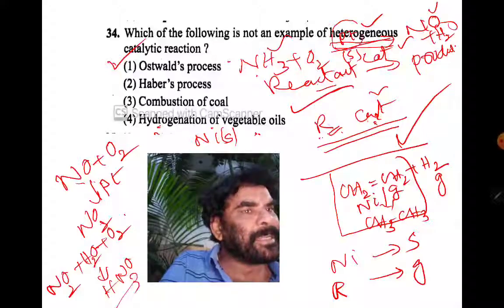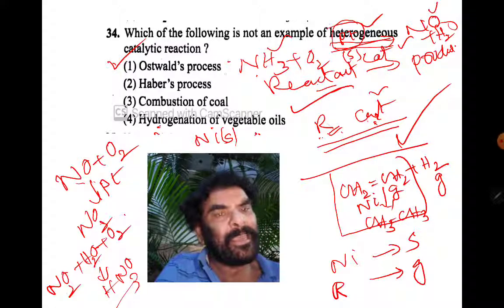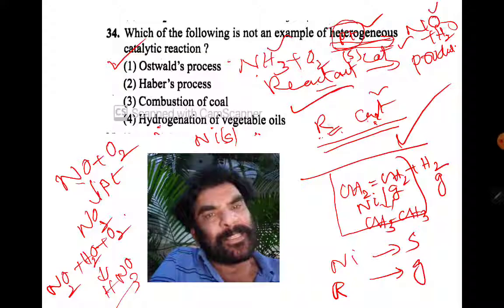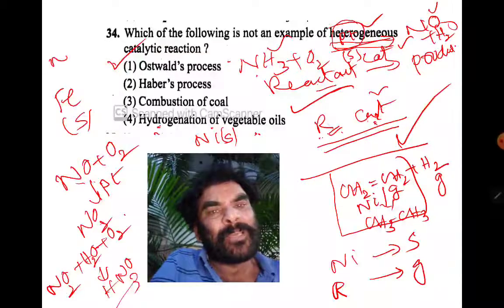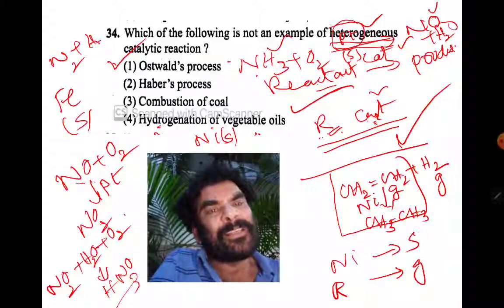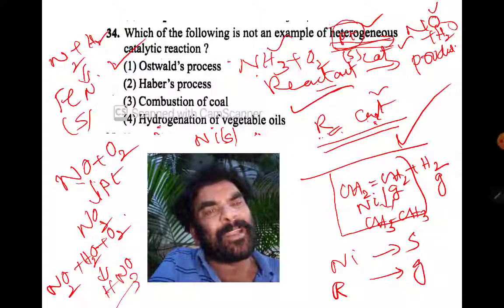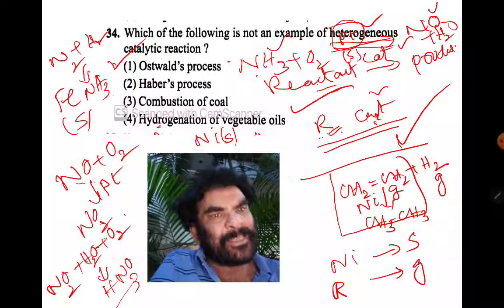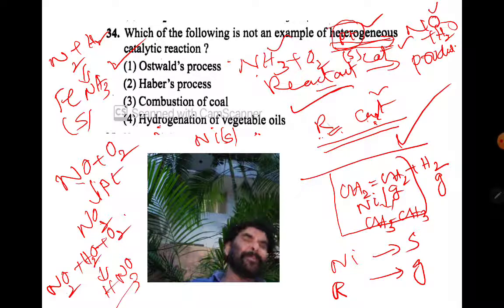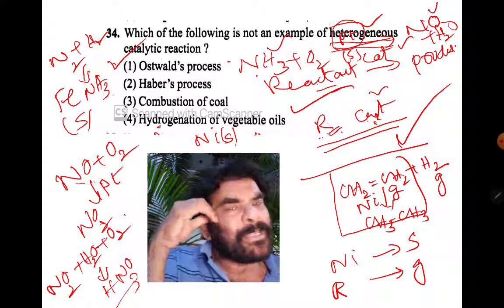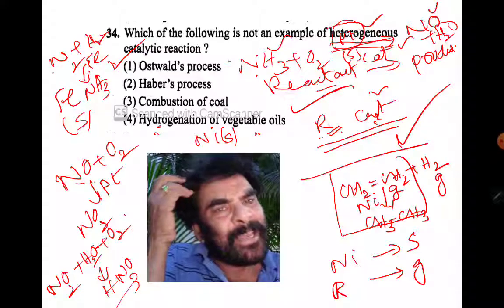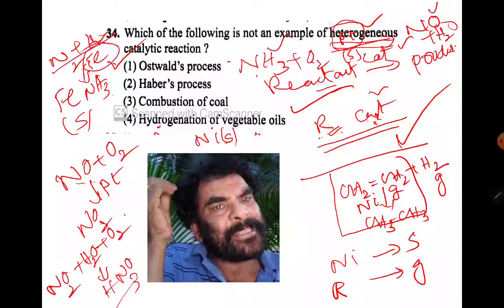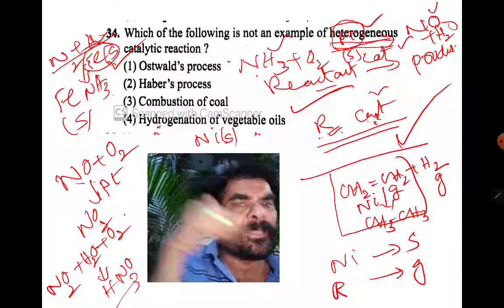Reactants are gases and catalyst is a solid. Haber process, ammonia synthesis. Iron is used as a catalyst, a metal catalyst, solid. Nitrogen plus hydrogen, so some chemistry part is required. Ammonia. This is the test conducted after the completion of the syllabus. Therefore, that is the application part. Iron, gas, reactants are gases, catalyst is solid, heterogeneous.